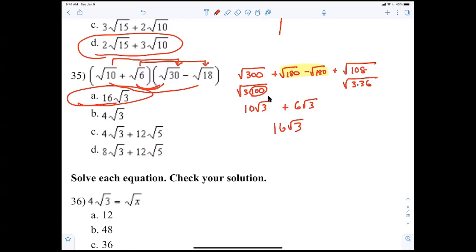Anybody feel free, jump in now if you got a question. On this for 300, we did 10 radical 3. Well, then why on 32 did we do 3 radical 10?